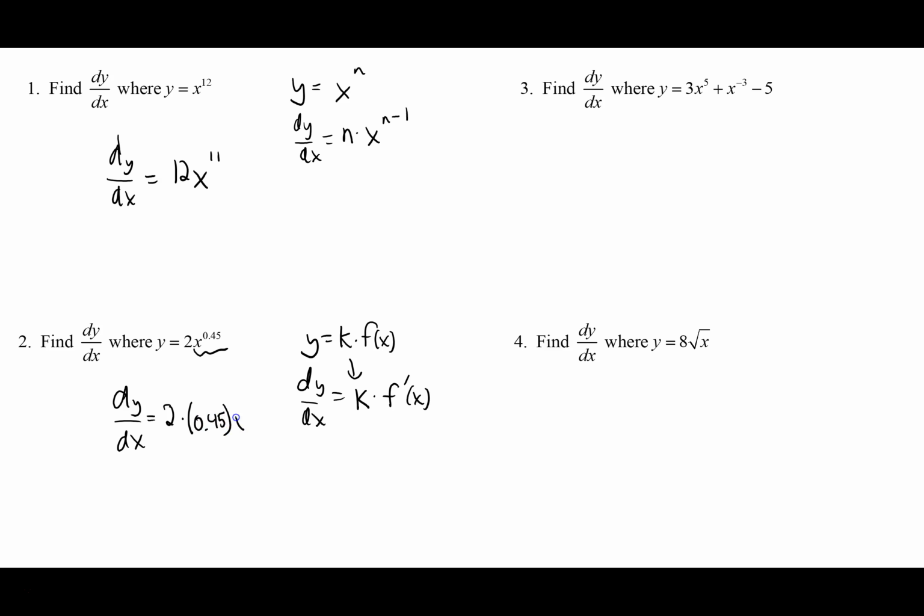0.45 times x to the 0.45 take away 1. 45 cents, take away $1, you're 55 cents in the hole. So negative 0.55. And what you can do with that is multiply here, and that'll be 0.9 x to the negative 0.55.